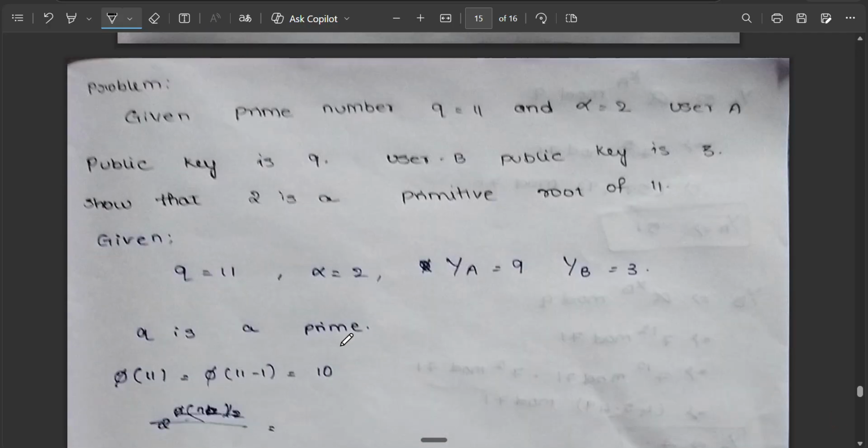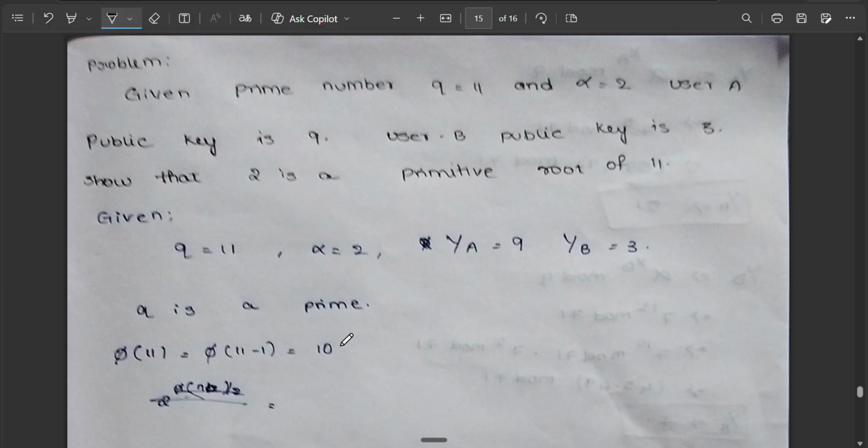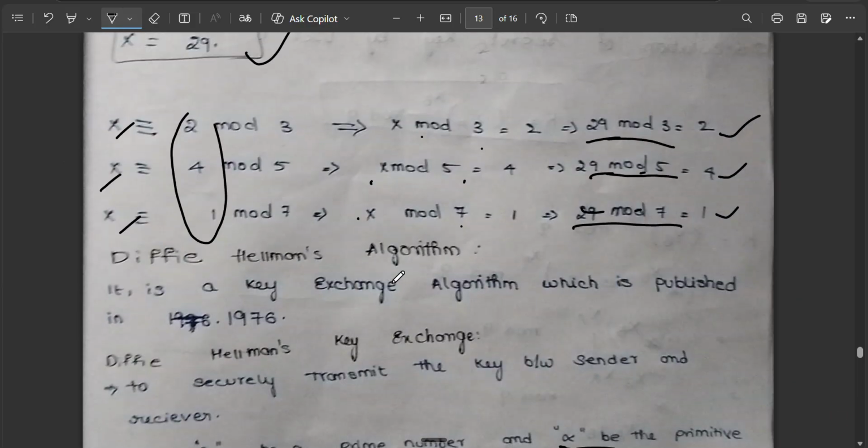Okay, so now we'll proceed with the problem. Given prime number q equal to 11 and alpha equal to 2, user A public key is 9 and user B public key is 3. Show that 2 is a primitive root of 11. So how are we going to find the primitive roots? So now let us see that.